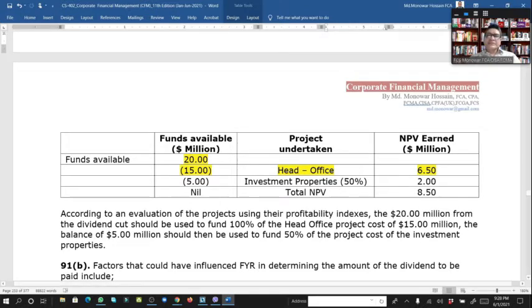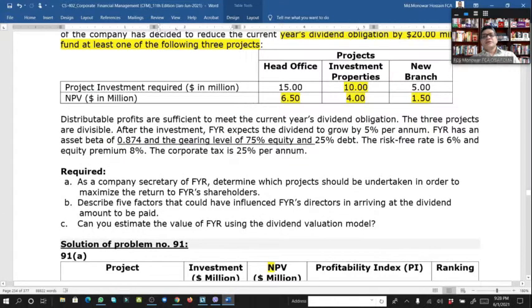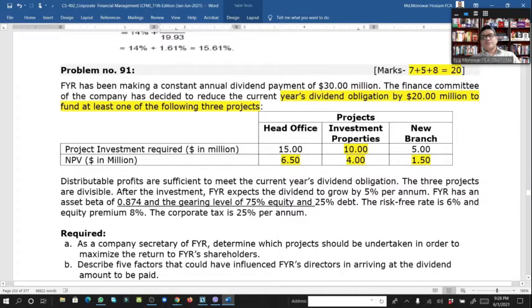So if we take this one, we have to put a note also for that investment. If 50%, that means 5 million, sorry, 5 million. So we invested a total of 20 million. We have no available fund after investing the property 5 million. So from that property, we get the NPV. Their NPV was 4 million.